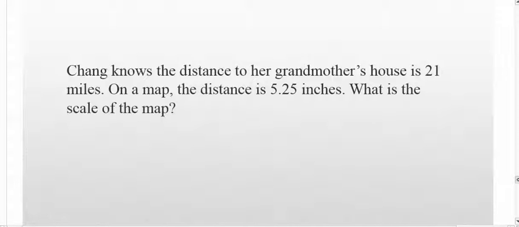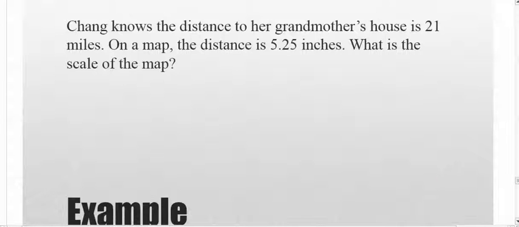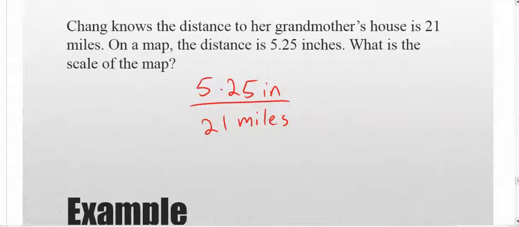Okay, so you have to use units to figure this out. So don't forget to put your units, because if you don't put in your units, then the answer would be wrong. So 5.25 inches divided by 21 miles. So you just divide that normally. So 5.25 inches divided by 21.